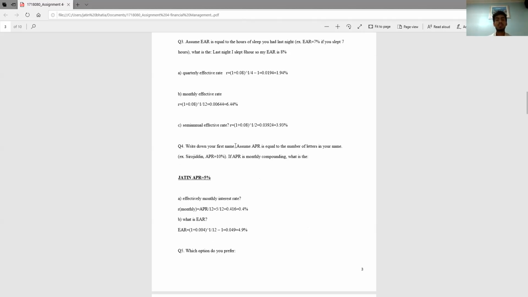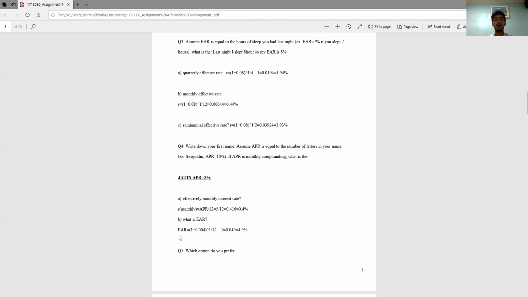Question number 4 is, write your first name. Assume APR is equal to the number of letters in your name. If APR is monthly compounding, what is the EAR? My name is Jatin. That's why I take JATIN, 5 letters. That's why I take 5%. The effective monthly interest rate is APR divided by 12. 5 divided by 12 is 0.416, which is equal to 0.4%.